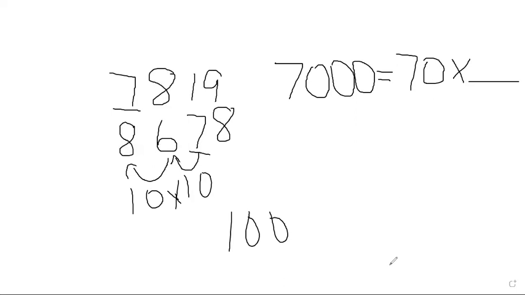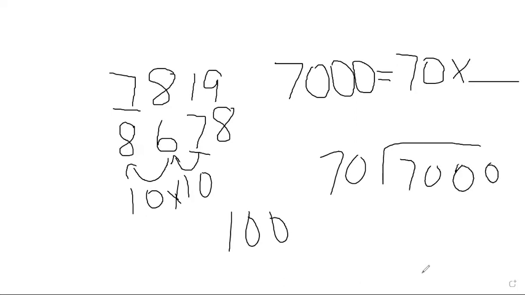But I can also divide. I can do the inverse. I can say 7,000 divided by 70 and underline my first two numbers. How many groups of 70 can I get out of 70? 1. 1 times 70, 70.